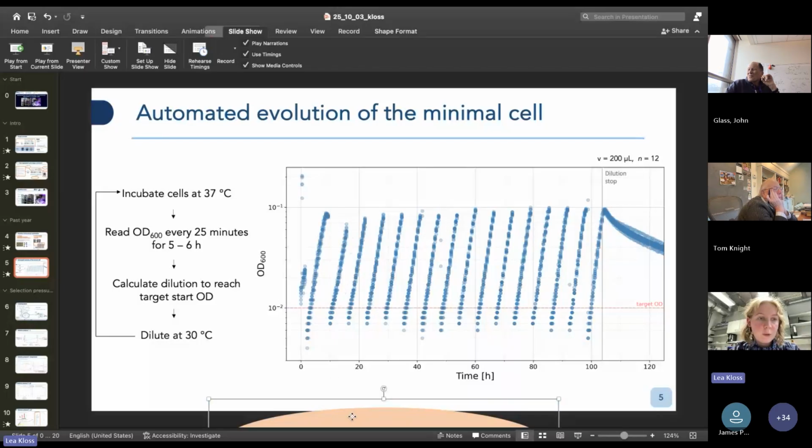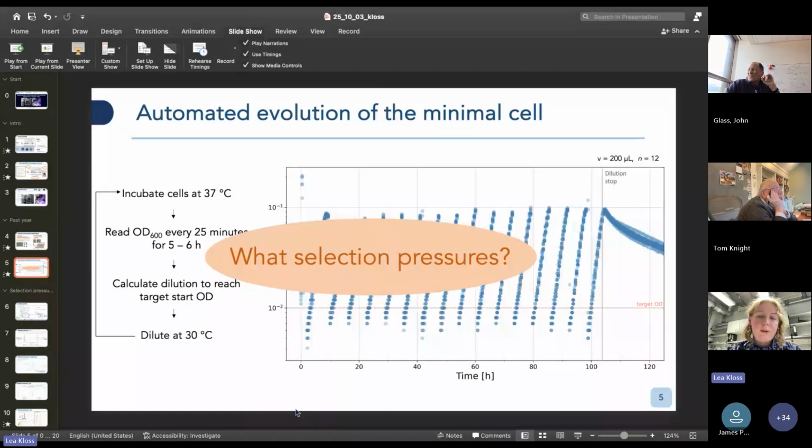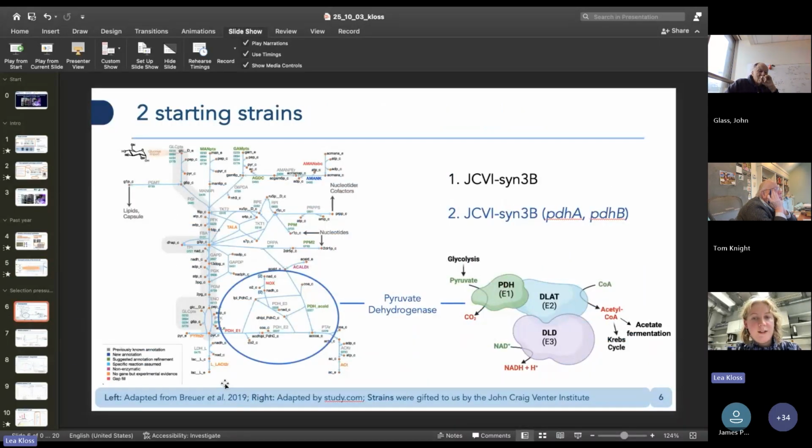So now that we have established the robotics platform, we want to find suitable selection pressures. Because we want a more fundamental approach, we didn't really care about what exactly the selection pressures are, but more about what can easily be done in our robotics platform and what is nice for the modeling approach. So the first thing that we wanted to use is 2 different starting strains.